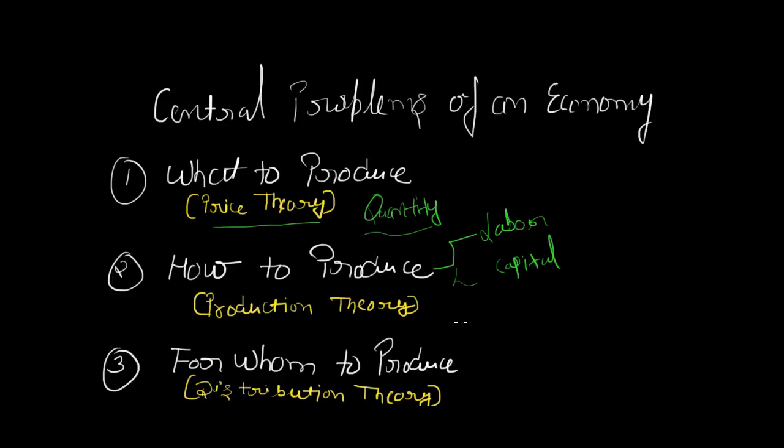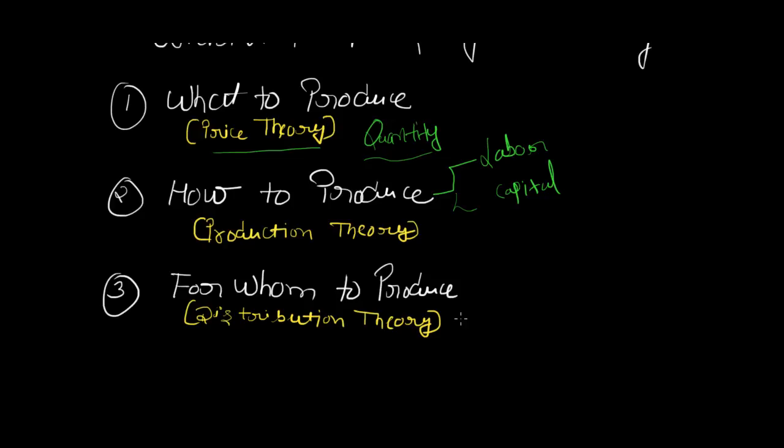The third central problem of an economy is for whom to produce. This is the distribution theory. For whom to produce in the nation? You have limited resources. Resources have alternative usage. Everybody has wants, and everyone's wants are going to reoccur. Therefore, for whom to produce? Distribution theory. Now, this depends on two criteria.